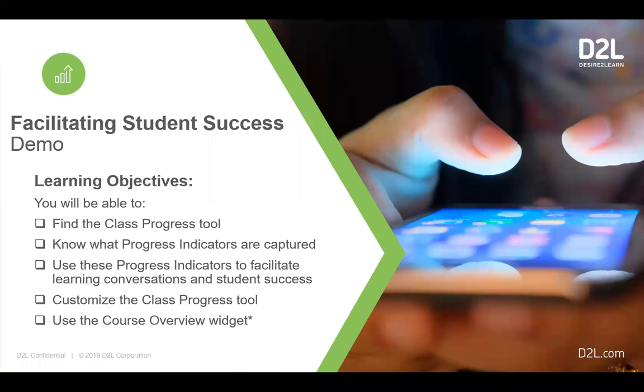So I'm going to head into a live environment in a moment to give you a demo. I think that's the best way for us to figure this out together. And my learning objectives for you today are, we're going to talk about where you can find the class progress tool. I want you to walk away knowing what kind of progress indicators are captured within that tool, to be able to use those progress indicators to facilitate learning conversations and student success. And I'm also going to show you how you can customize the class progress tool so that you can be pulling up that data, those metrics, that information that you need for you and your students.